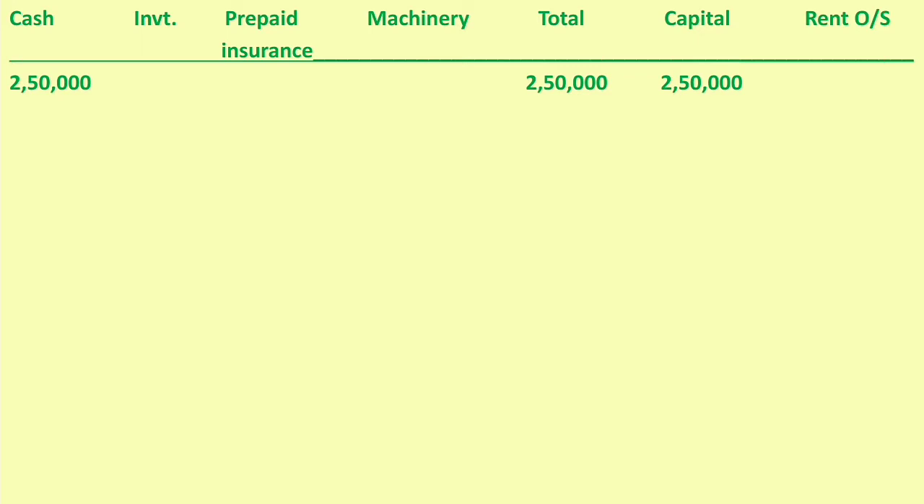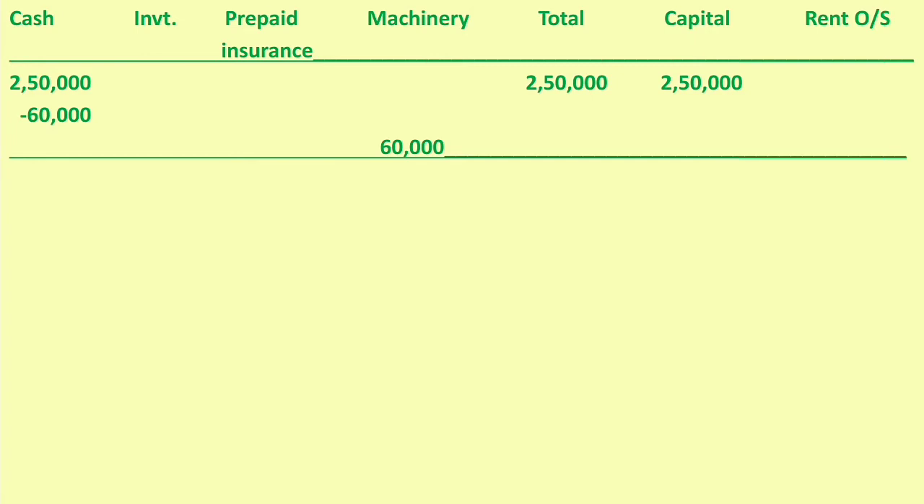Purchased machinery means purchased machinery for cash. Business paid cash and cash balance reduced. So we can deduct the amount from cash balance. So minus 60,000 in cash column. Purchased machinery. Business received a new asset, machinery. So we can write it in the machinery column. Then 60,000 in machinery column.